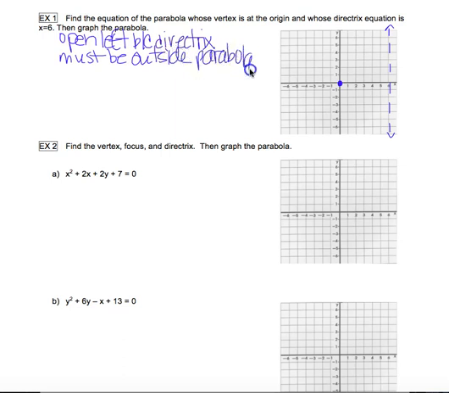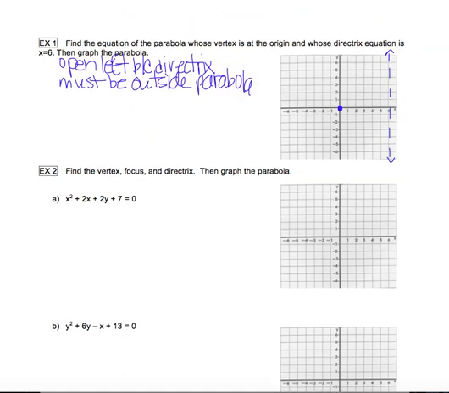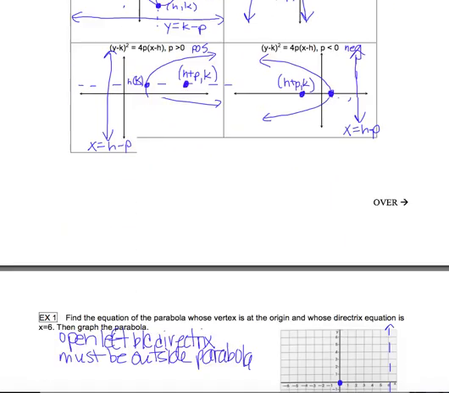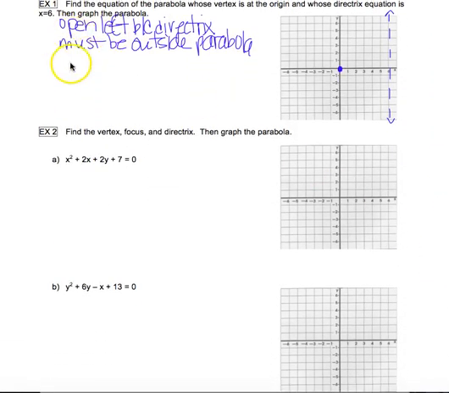So I know that it's going to open to the left, which tells me that the y is going to be the squared value. Because it's centered at the origin, its vertex is at the origin, that means that I'm using this one, just y squared equals 4px. So y squared equals 4px is what I'm going to be using. And really, then I just need the value of p.